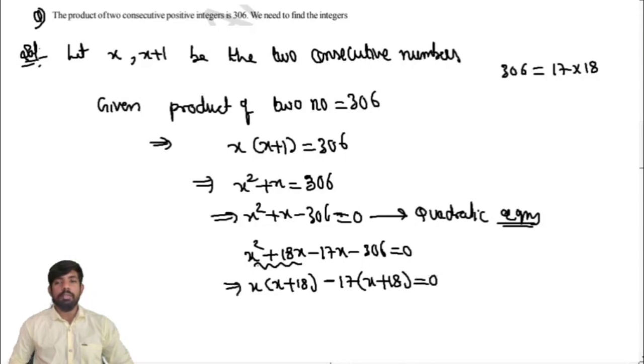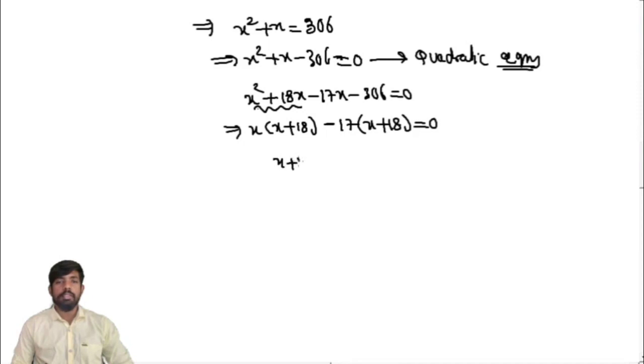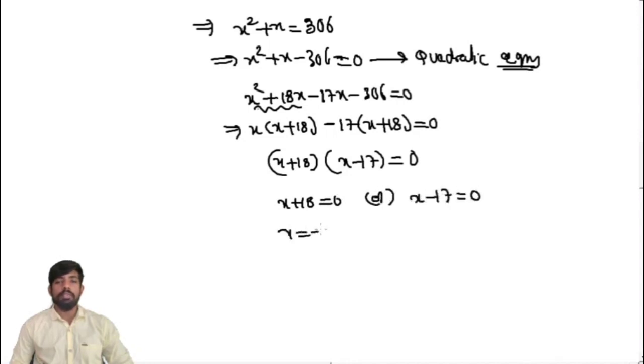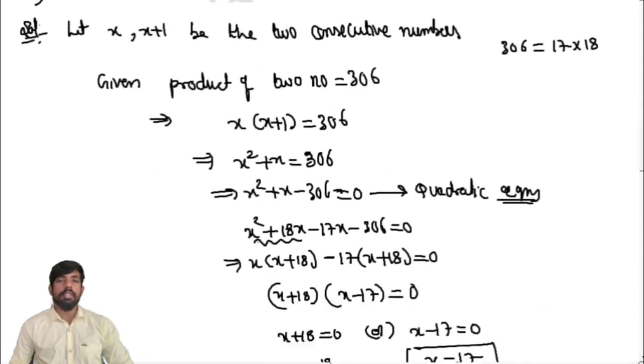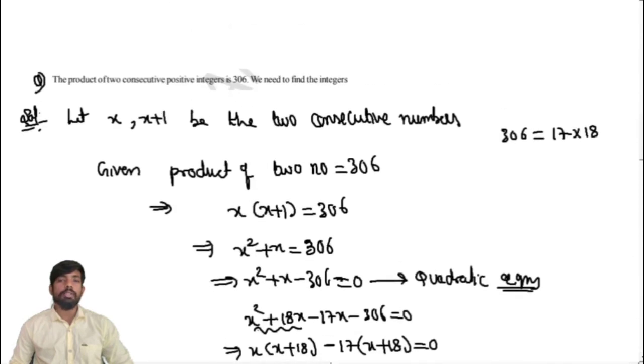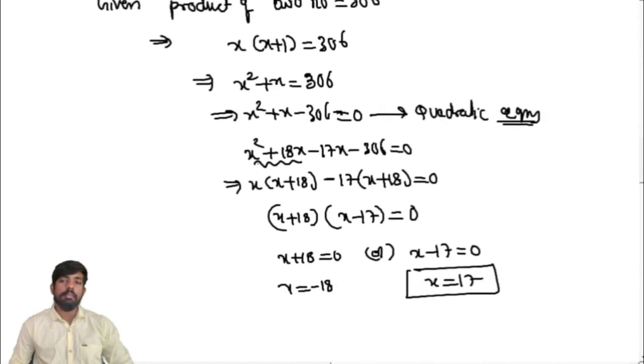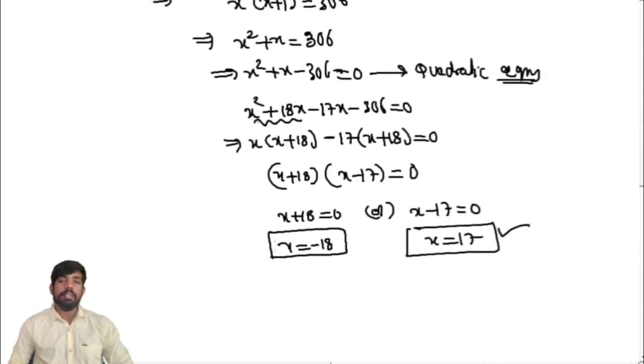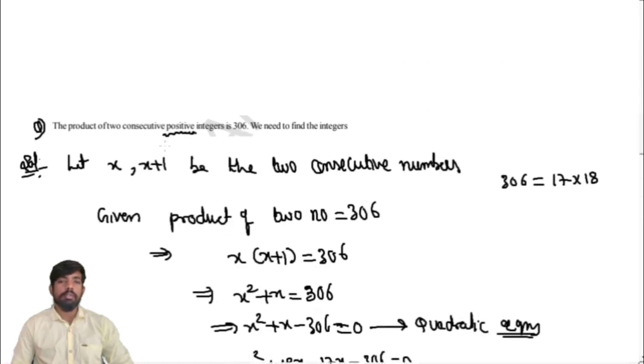So what do we have here? Common we have x plus 18. So take common, then x minus 17 remains, equals 0. So a into b equals 0 means either a equals 0 or b equals 0. So x equals minus 18, x equals plus 17. Consider x equals plus 17 here. We are considering positive integers, and negative values we are rejecting because the question mentions positive.